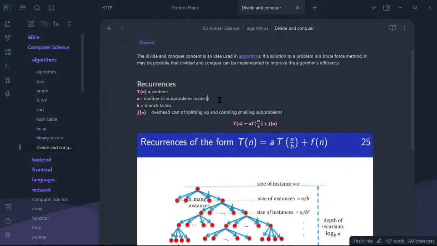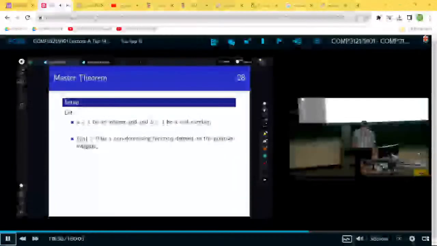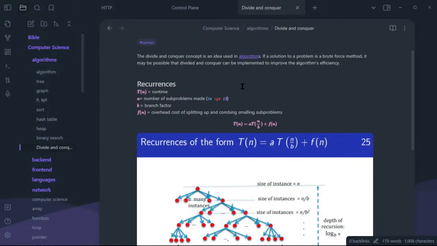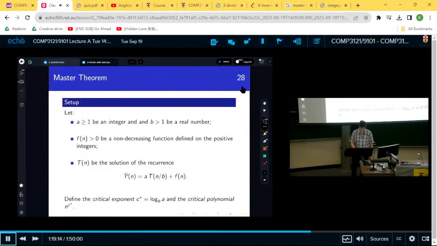F of n is a non-decreasing function defined on positive integers. I guess all our instance sizes are integers. And T of n is a solution to this recurrence. Now there's something called the critical exponent, which is log base b of a, and the critical polynomial n to the power c star. Then, depending on how this compares to f of n, we get one of three cases in our running time.